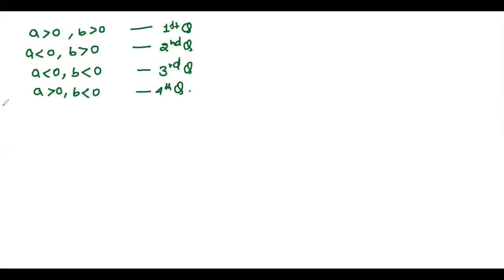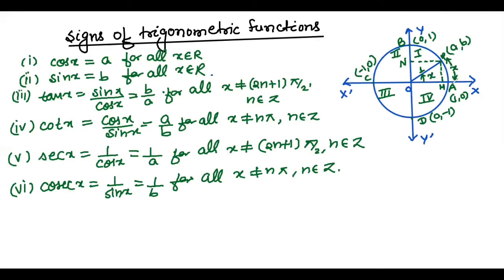So we'll discuss signs. So first quadrant means in between 0 and pi by 2. Here this part, in between 0 and pi by 2. This is the first quadrant. So here a is greater than 0 and b is greater than 0. Both positive. So here cos x will be also greater than 0 and sin x will be also greater than 0. If cos and sin both will be greater than 0, then tan will be also greater than 0, and then cot will be also greater than 0, sec and cosec also greater than 0.